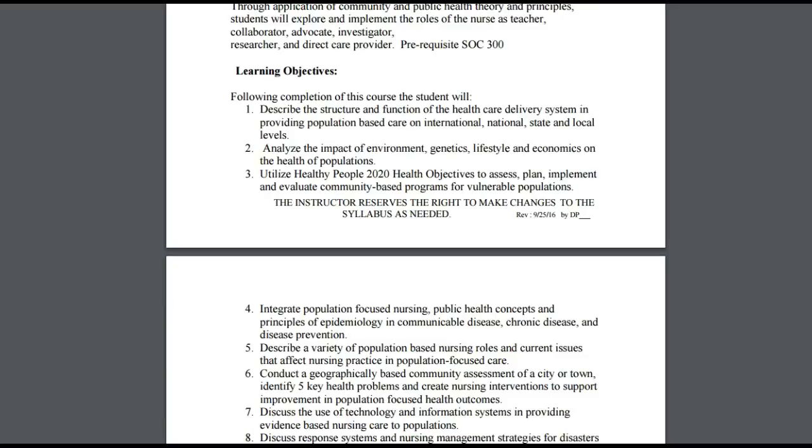So, learning objectives. You're going to describe the structure and function of the healthcare delivery system in providing population-based care on international, national, state, and local levels. So understanding how we look at populations in healthcare, why looking at populations is important. Oftentimes in nursing or in any patient care, we just think of the patient as the individual per case study and not in populations. So we're going to talk about why that's important.